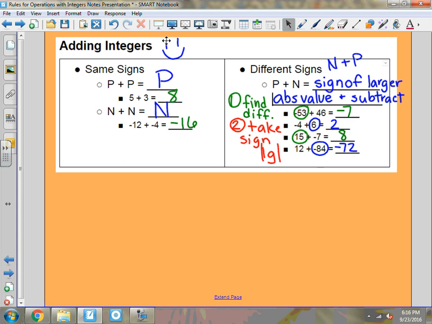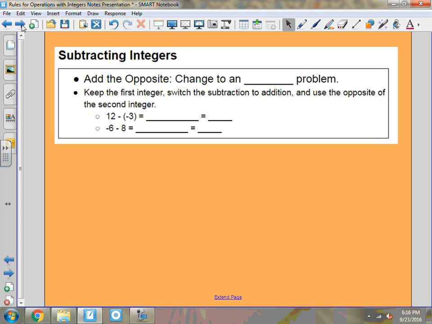But we're going to look at subtracting, and I think subtracting is a little harder. So since I think subtracting is a little harder, I put my frowny face at the top. But remember, I said I liked adding, so I'm going to change subtracting to an addition problem. So we are going to add the opposite. So you can change any subtraction problem to an addition problem. That'll make everything a lot easier to work with, but you have to follow the steps.